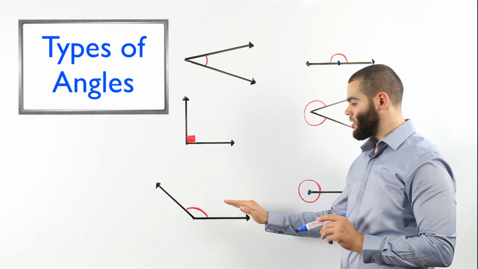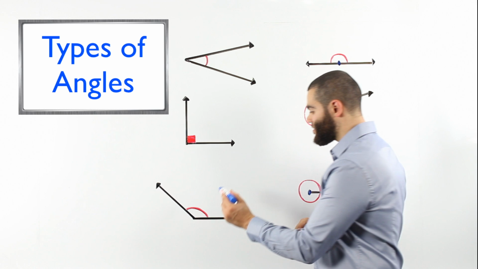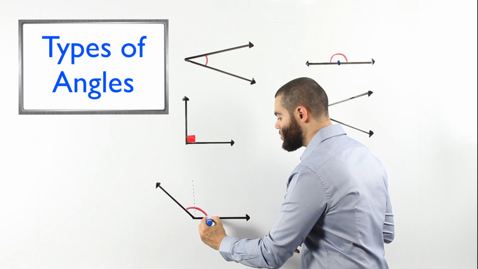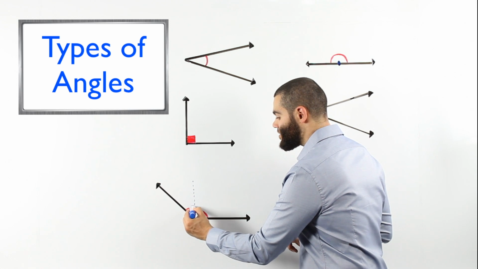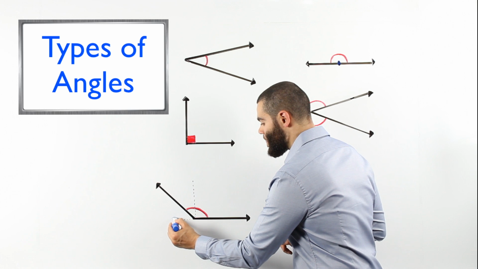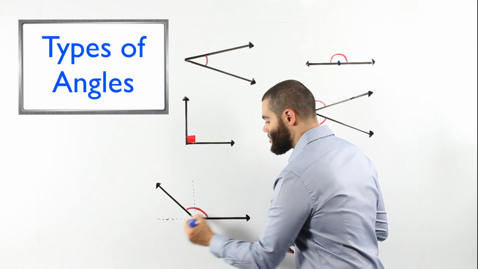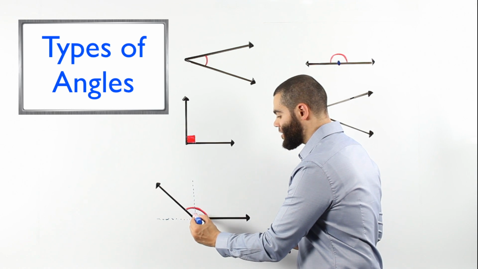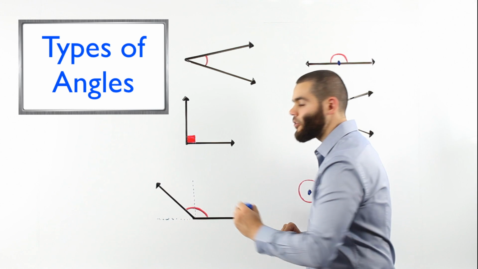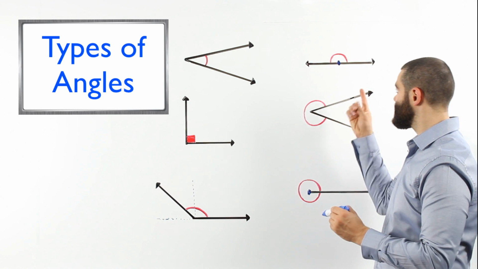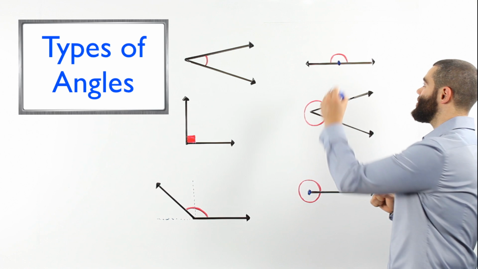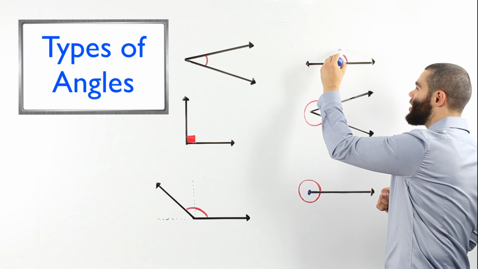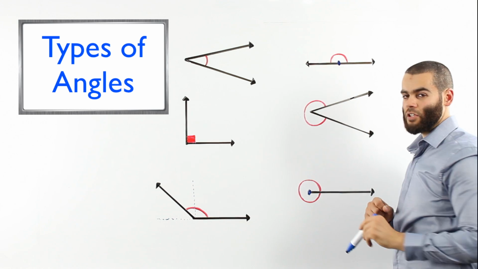Then we have the obtuse. Now the obtuse, as you can see, normally the 90 degrees will be there, but the obtuse is larger than 90 degrees, but it is smaller than 180 degrees, which is the straight line there. So an obtuse angle will be between 90 and 180. Then we have the straight line, very easy. It is 180 degrees, it is half a full turn. Half a full turn, 180 degrees.